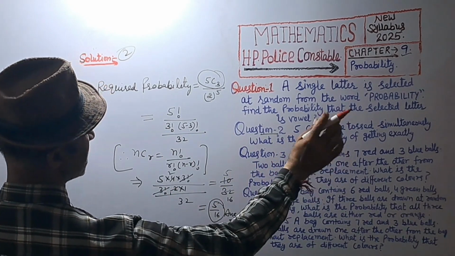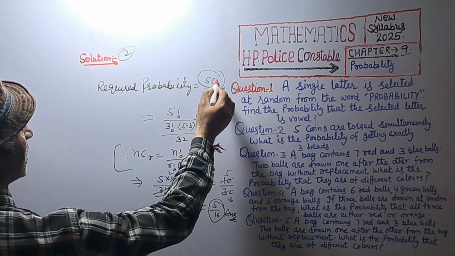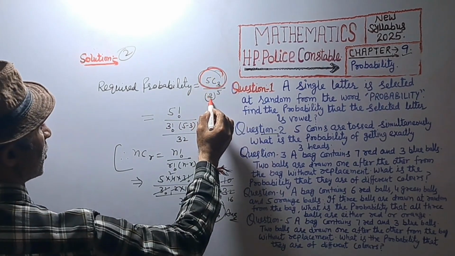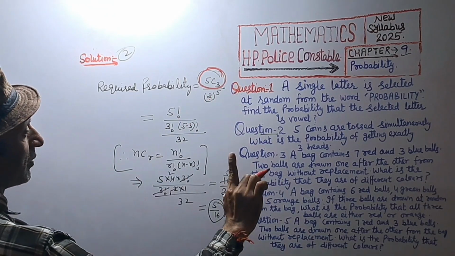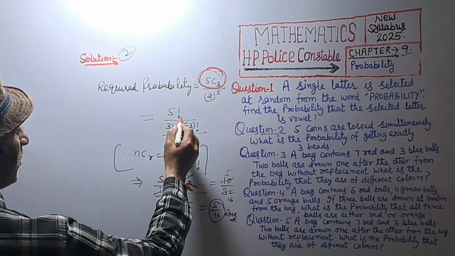Five coins are tossed simultaneously. What is the probability of getting exactly 3 heads? Required probability is 3 heads, 5C3 upon 2 raised to power 5. 5 coins are tossed. That is 2 raised to power 5.